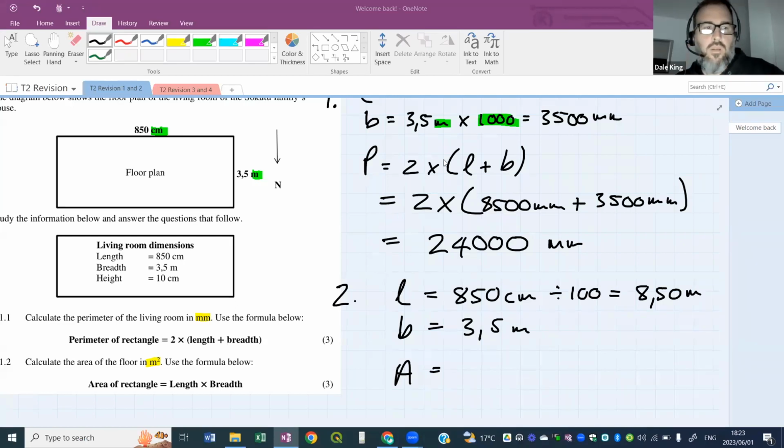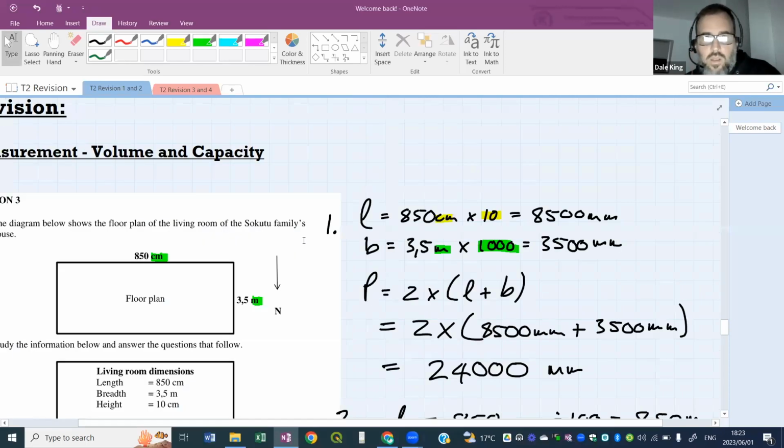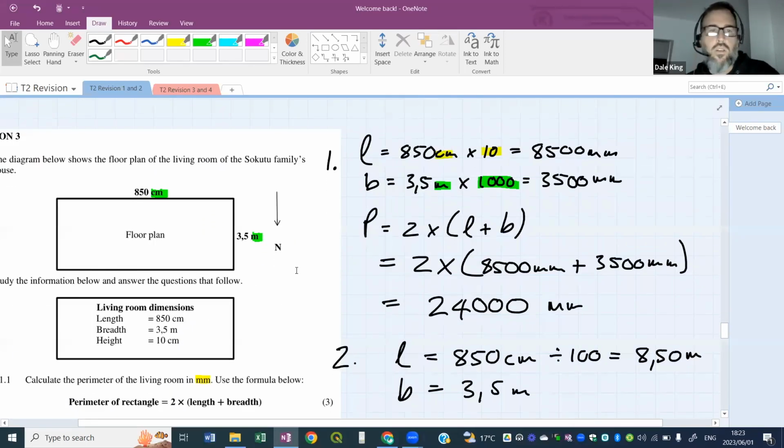With this one, Bianca, question 2. All right, I'll quickly run through question 1 while we're waiting for the answer for question 2. Question 1 says, calculate the perimeter of the living room, but they want it in millimeters. They give us this formula: perimeter is equal to 2 times length plus breadth. I'll scroll up so you can see the calculation. Because they wanted the perimeter in millimeters, and they give us the length in centimeters and the breadth in meters, we have to change those units first.